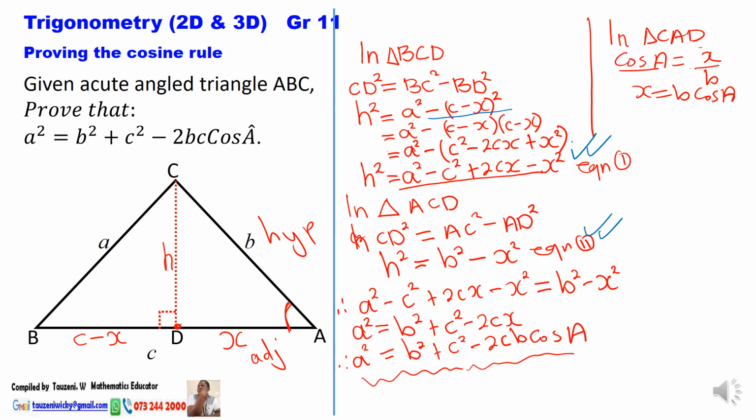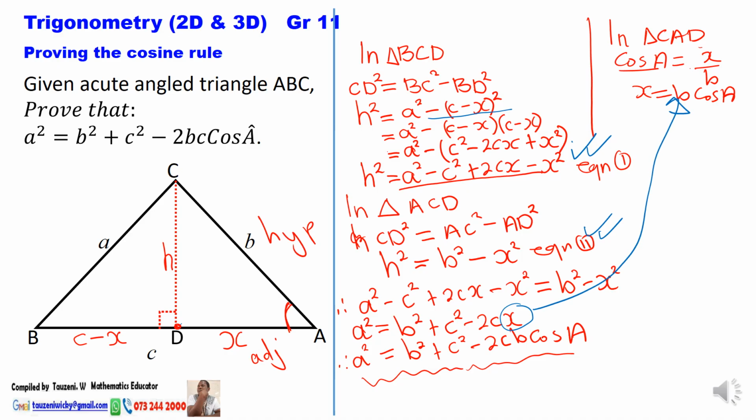Lastly, we had to substitute the value of x using trigonometric ratios. We know that the cosine of angle A in triangle ACD is equal to adjacent over hypotenuse, which is x over b. Then we cross multiply and make x the subject. X is equal to b times the cos of angle A. Then you bring b cos A in place of x and do substitution.